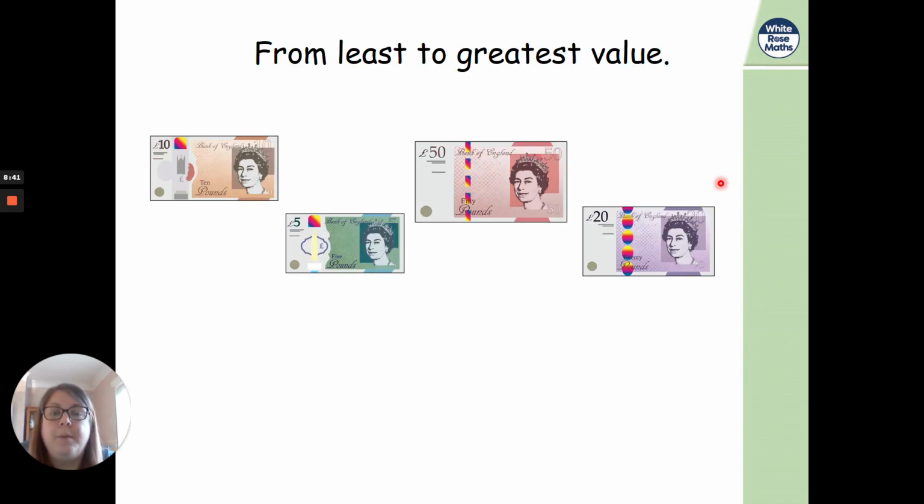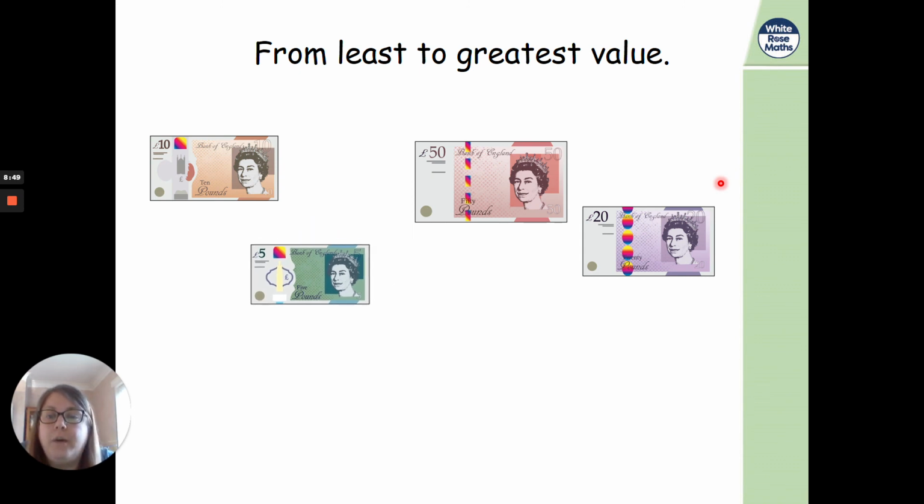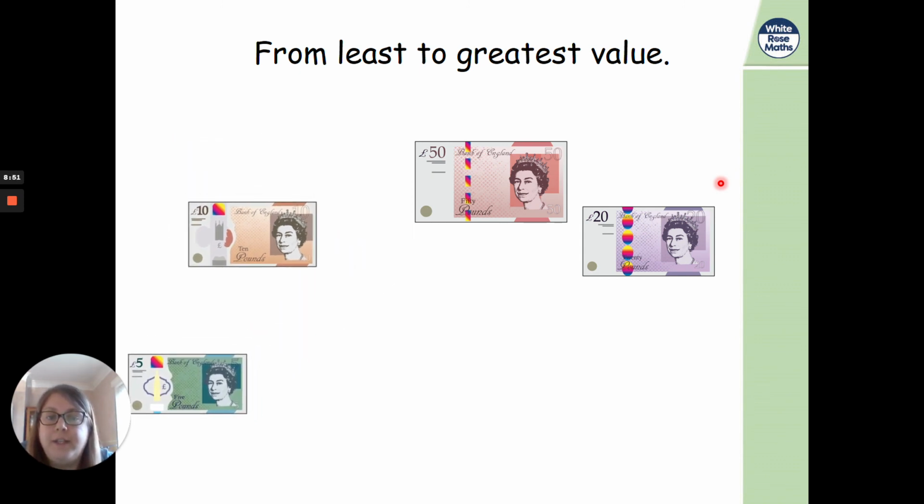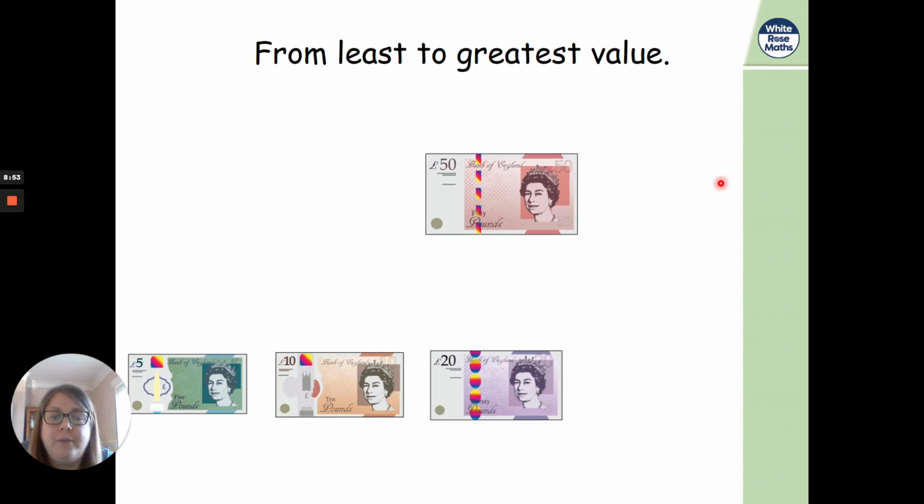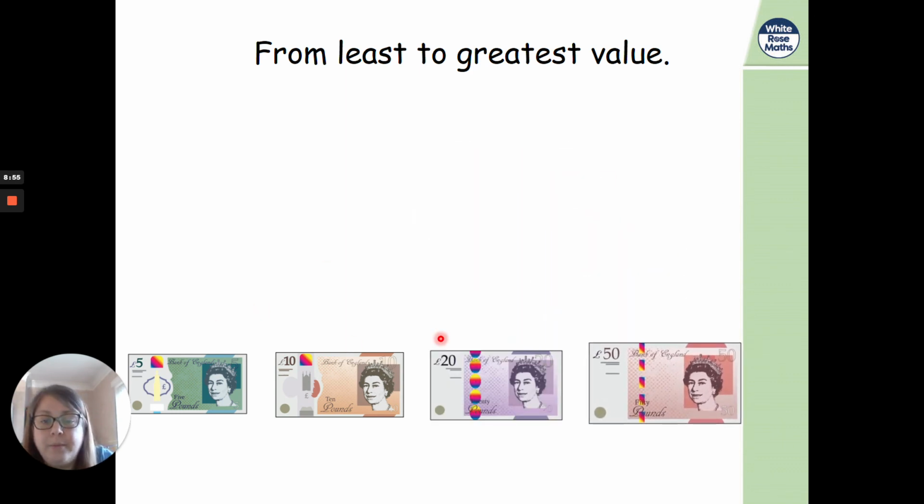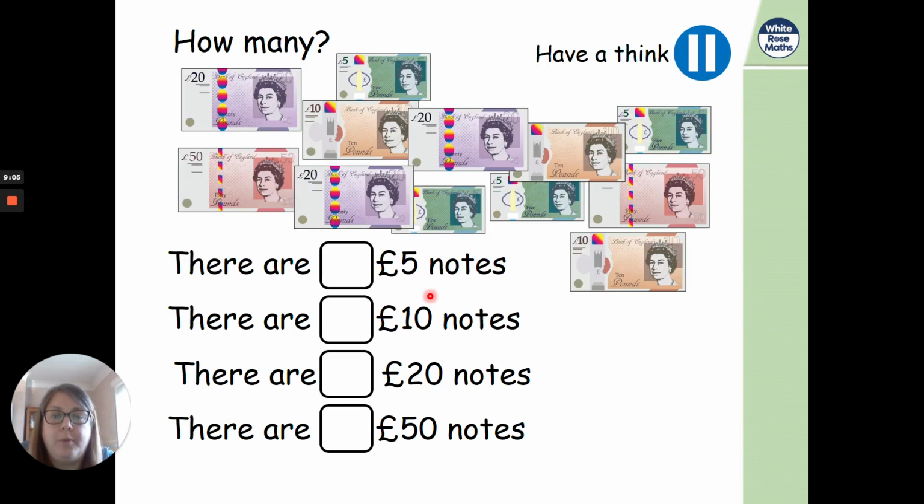So let's see if we can put these in the least to the greatest value. So pause the video and have a go. So again, we've got the lowest, which is £5, then it's £10, then it's £20, and then it's £50. So again, we know 50 is bigger than 10. So we know £50 is going to be greater than £10. Fantastic. They're all greater than each other.